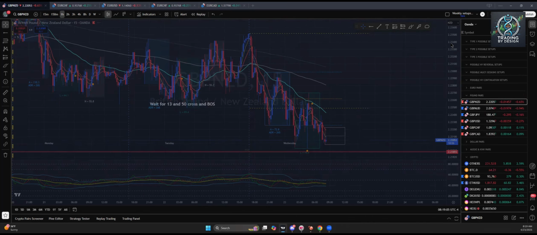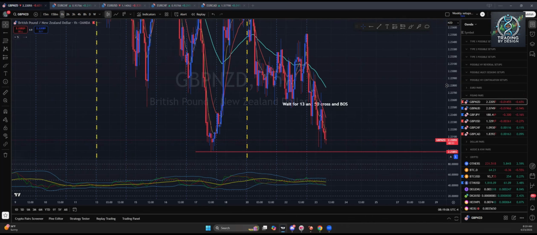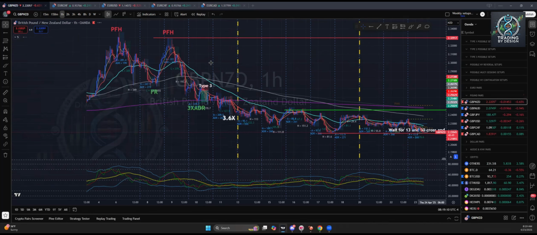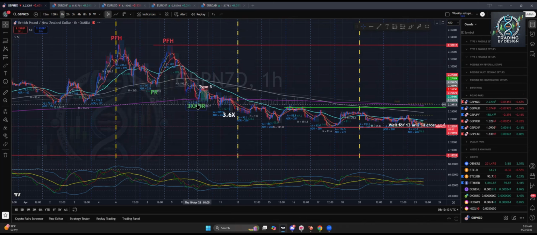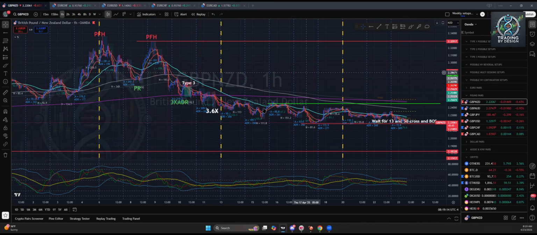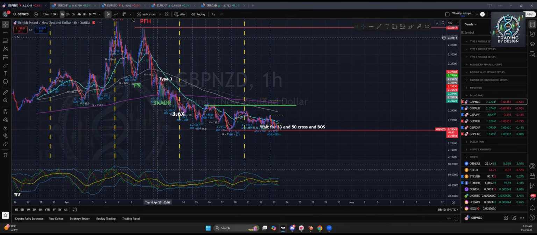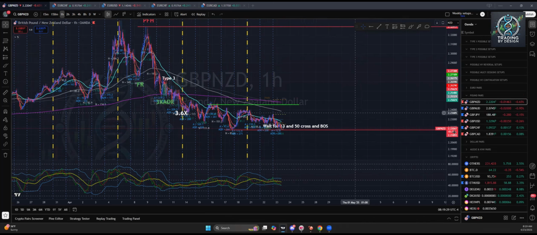All right, so next one we have here, coming from peak formation high, price has passed 3 times ADR, and it looks like it did create a super cycle, meaning that price is more than 3 times. It could be anywhere from 4.5 to, I would say, 8 times ADR.